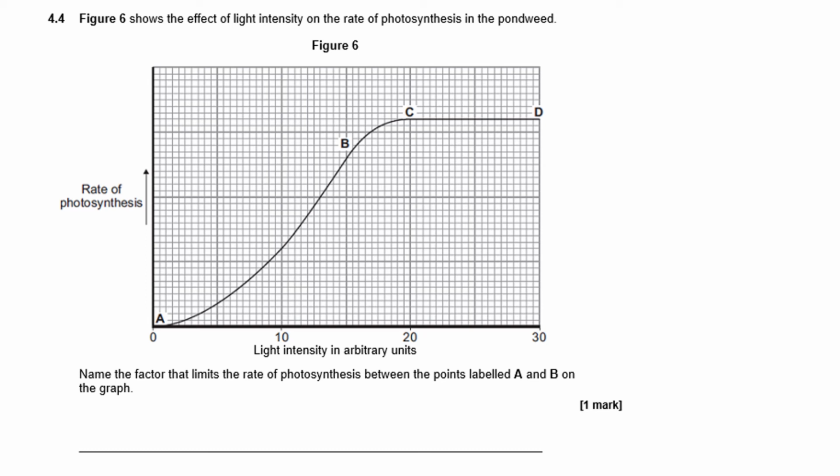So the question is, name the factor that limits the rate of photosynthesis between the points labelled A and B on the graph. Now, make sure that you are looking at the right section of the graph, because you might be tempted to do something between C and D, but between A and B, it's being limited by light intensity. Now, how do we know that? Because as the light intensity is increasing, it's going up. So it's not being limited by anything else. Between A and B, it's going to be whatever is on the x-axis. So in this case, the light intensity.